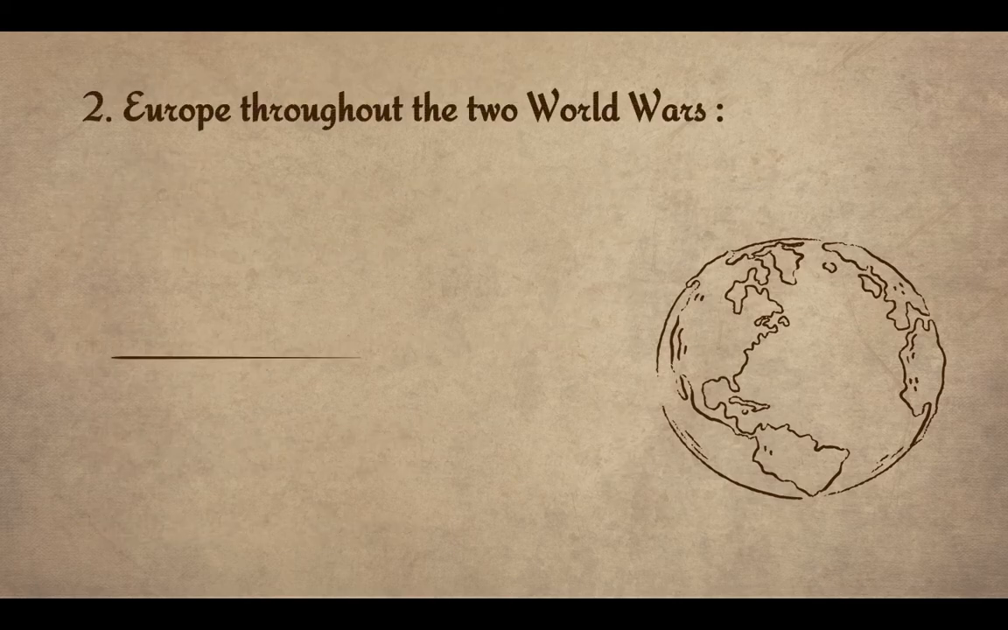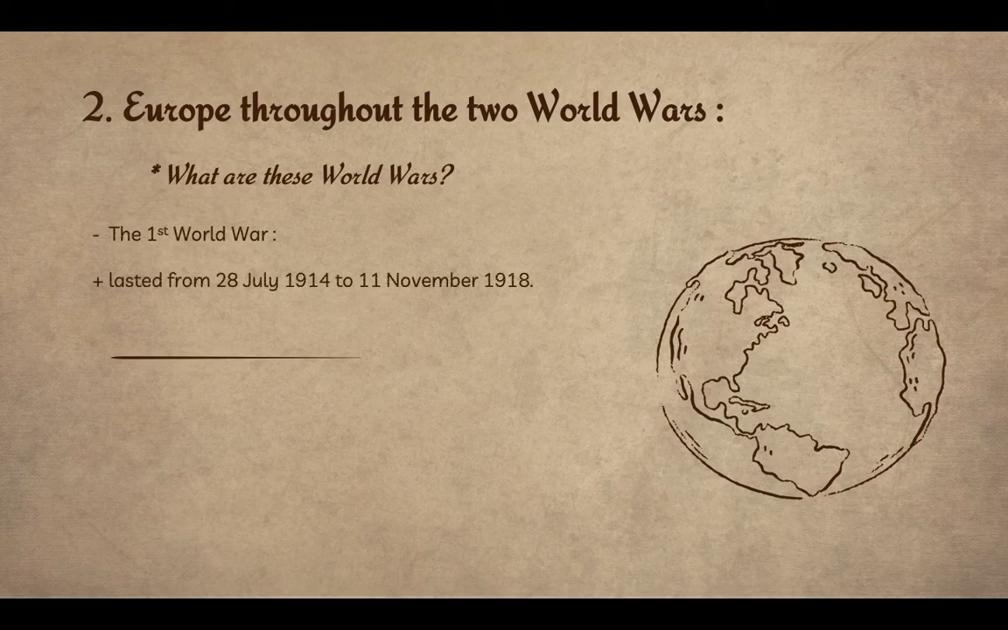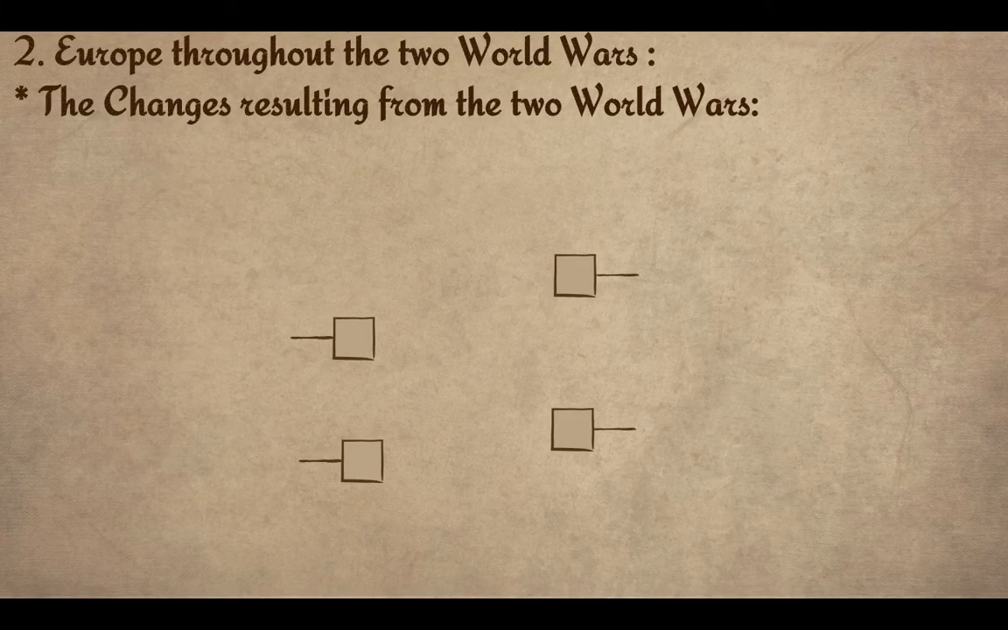The second part is Europe throughout the Two World Wars. So, what are these World Wars? The First World War, also known as the Great War, lasted from 20 July 1914 to 11 November 1918. The Second World War lasted from 1939 to 1945. The changes resulting from the Two World Wars.